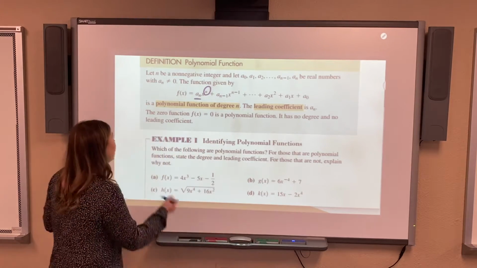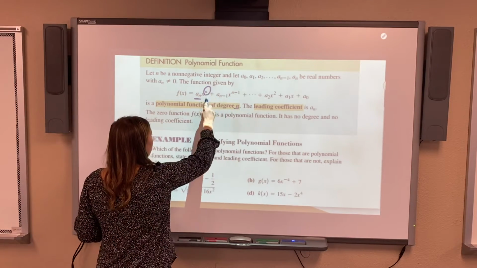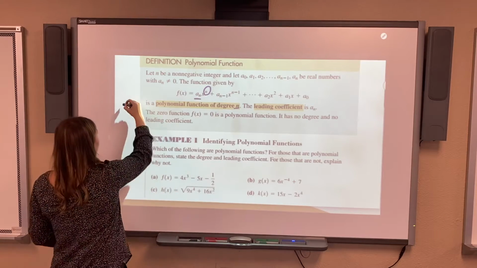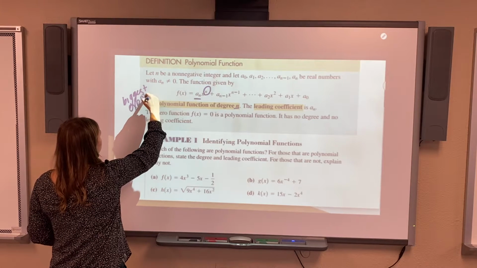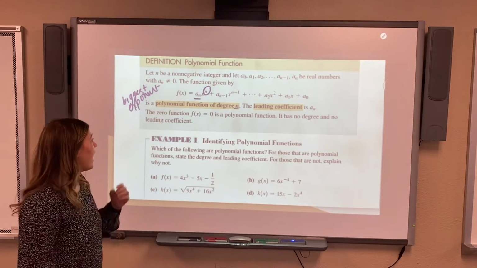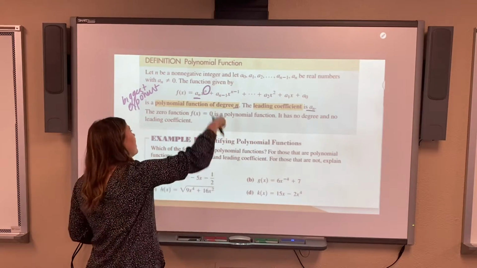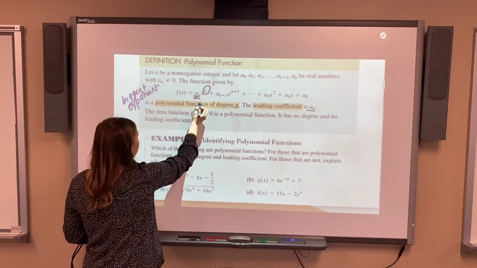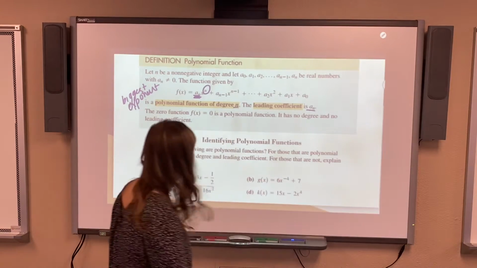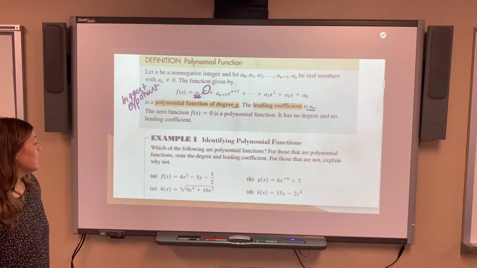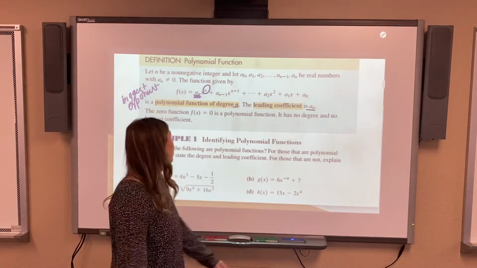So we look at two things for this polynomial. The first thing we look at is the degree, and that is n, the biggest exponent. Whatever the biggest exponent is, that is your degree. Then a sub n is the number in front of the variable with the highest exponent, and that's your leading coefficient. It's the first number right after the equal sign. So it's your leader, your leading coefficient. A zero function is f of x equals 0. It's a polynomial function, and it has no degree or leading coefficient.